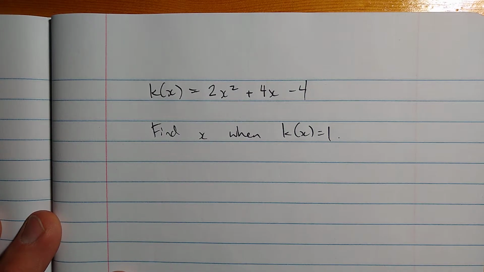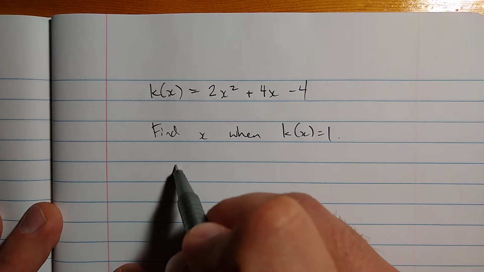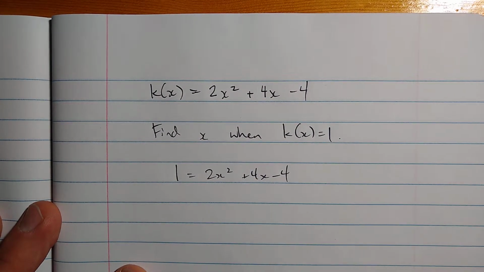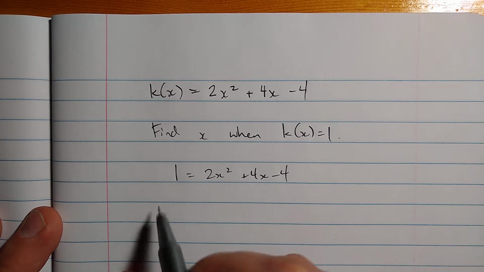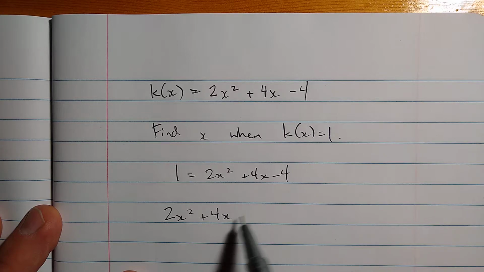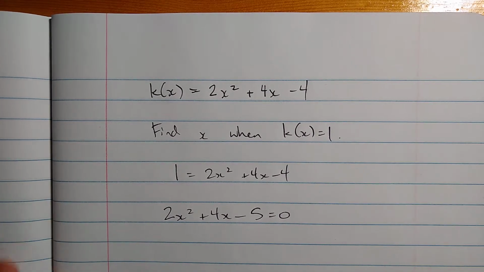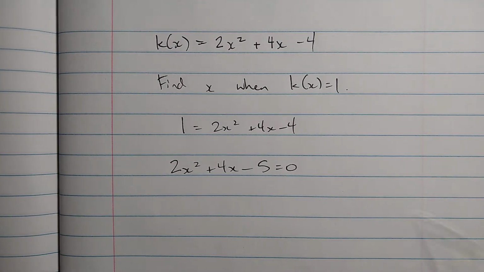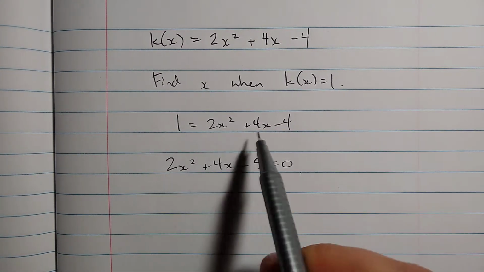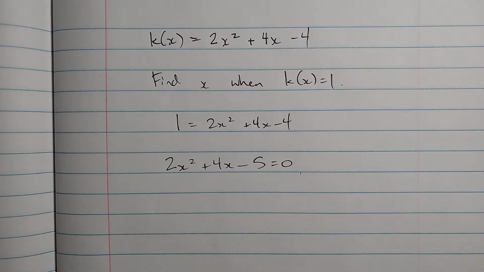So let's substitute that in. K of x is 1, so we have 2x² plus 4x minus 4 is equal to 1. And reorganizing this, I'm going to put everything on the left-hand side of the equation, but we're going to have a minus 5 here. Now this is in standard form. It equals 0. Very important. You can't work with it when it's in these two pieces here.